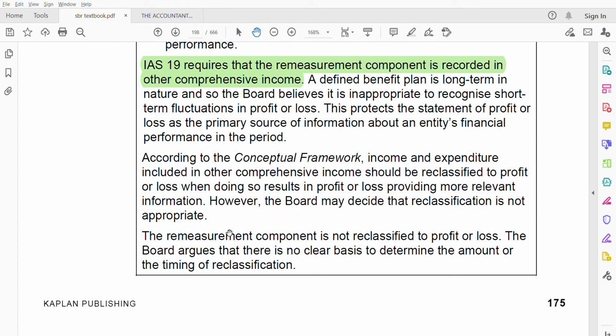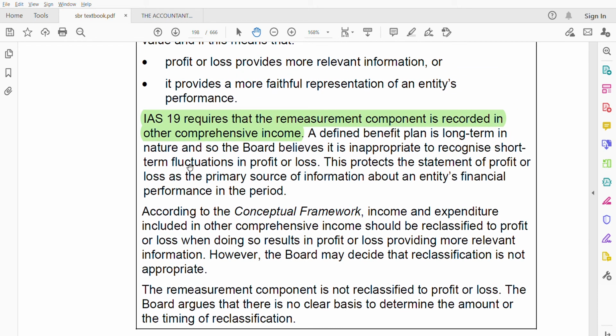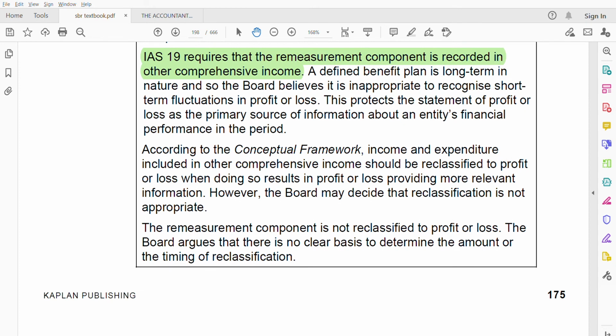Remember that you might need these answers when a question is asked about why they are not reclassified to profit and loss. Please provide the logic, reasons or rationale behind it. You might need the support of the conceptual framework. So you can write that because it's long term, it's not appropriate to recognize short term fluctuations in profit and loss. You can write these things in your answers. Therefore, at the end, they are concluding that it should not be reclassified to profit and loss.